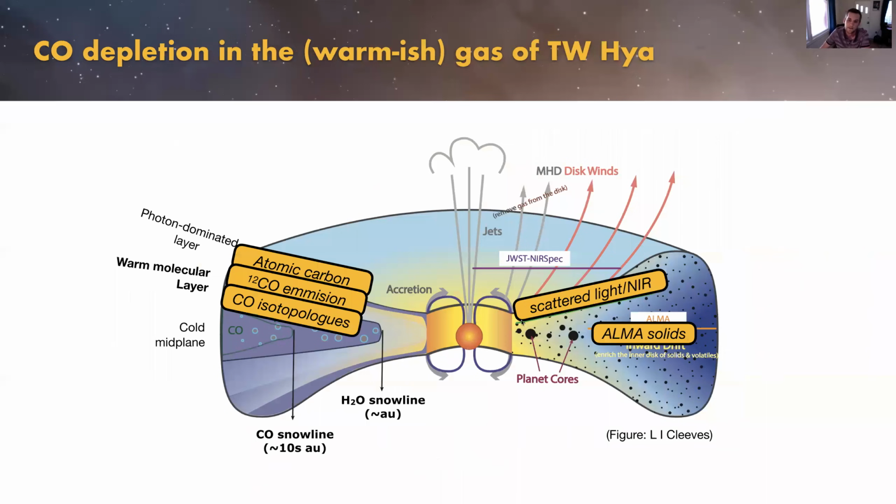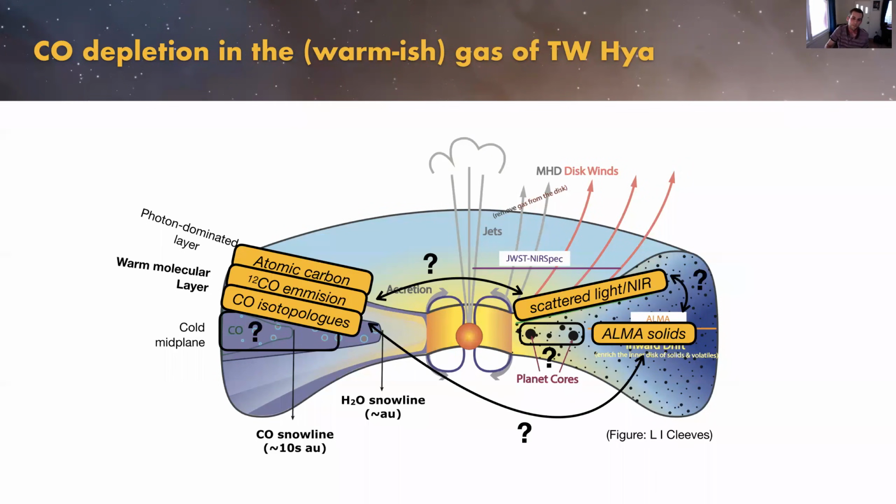So the scattered light is coming from the surface. The solids that ALMA can see are in the midplane, but a bit further out. And the different gas phase carbon reservoirs are tracing different layers in the disk. But connecting these observations to each other and to the main mass reservoir, which is cold gas, or to the terrestrial planet formation zone, is not necessarily straightforward.